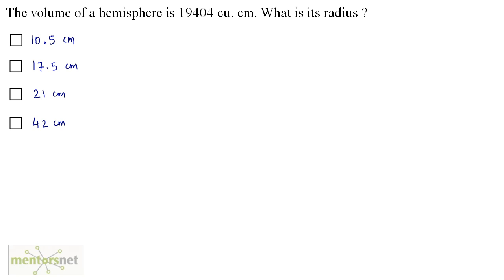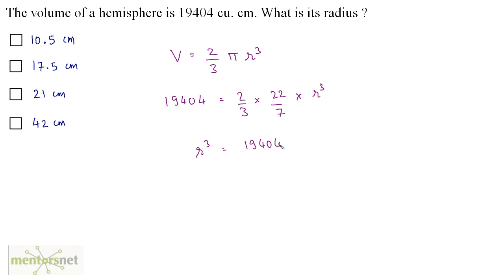The volume of a hemisphere is 19,404 cubic centimeters. What is its radius? Well, the volume of a hemisphere is equal to 2 by 3 pi r cube. Well, that's actually half of the volume of a sphere, isn't it? So this volume is given to us, that's 19404 is equal to 2 by 3 into pi, which is 22 by 7, into r cube, right? So I can say r cube is equal to 19404 times 3 times 7 divided by 2 times 22, right?